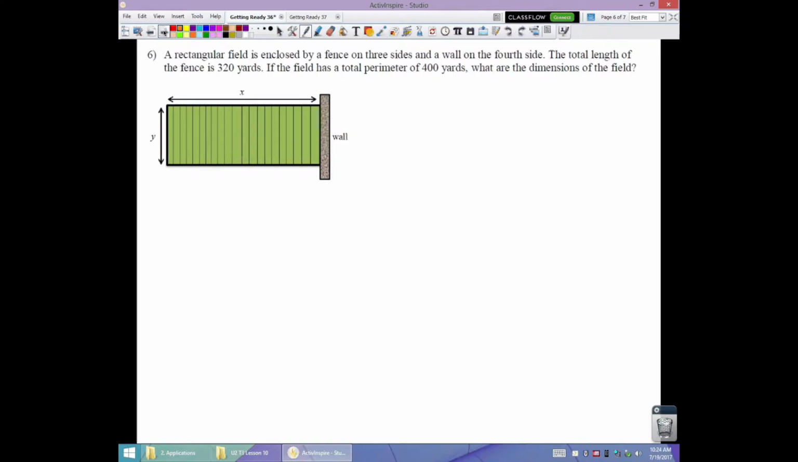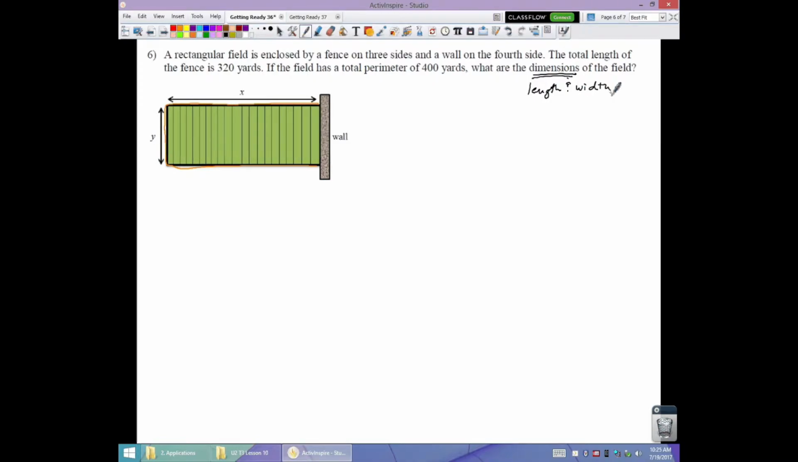And number 6, a rectangular field is enclosed by a fence on 3 sides. So fence, fence, fence, and a wall on the 4th side. The total length of the fence is 320, and the total perimeter of the field is 400. Okay, what are the dimensions? When you're asked for dimensions, that's always asking you, what are the length and the width? What are the measurements? So that's what we are to find here.